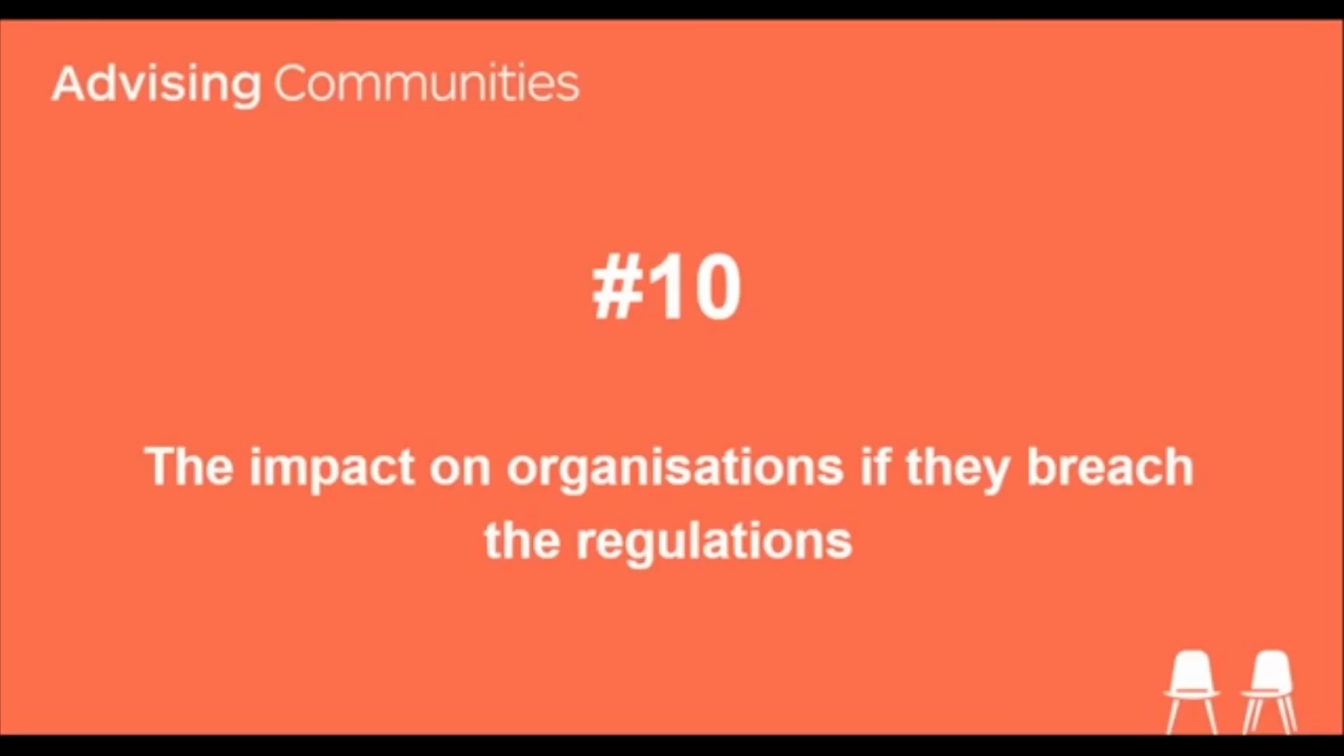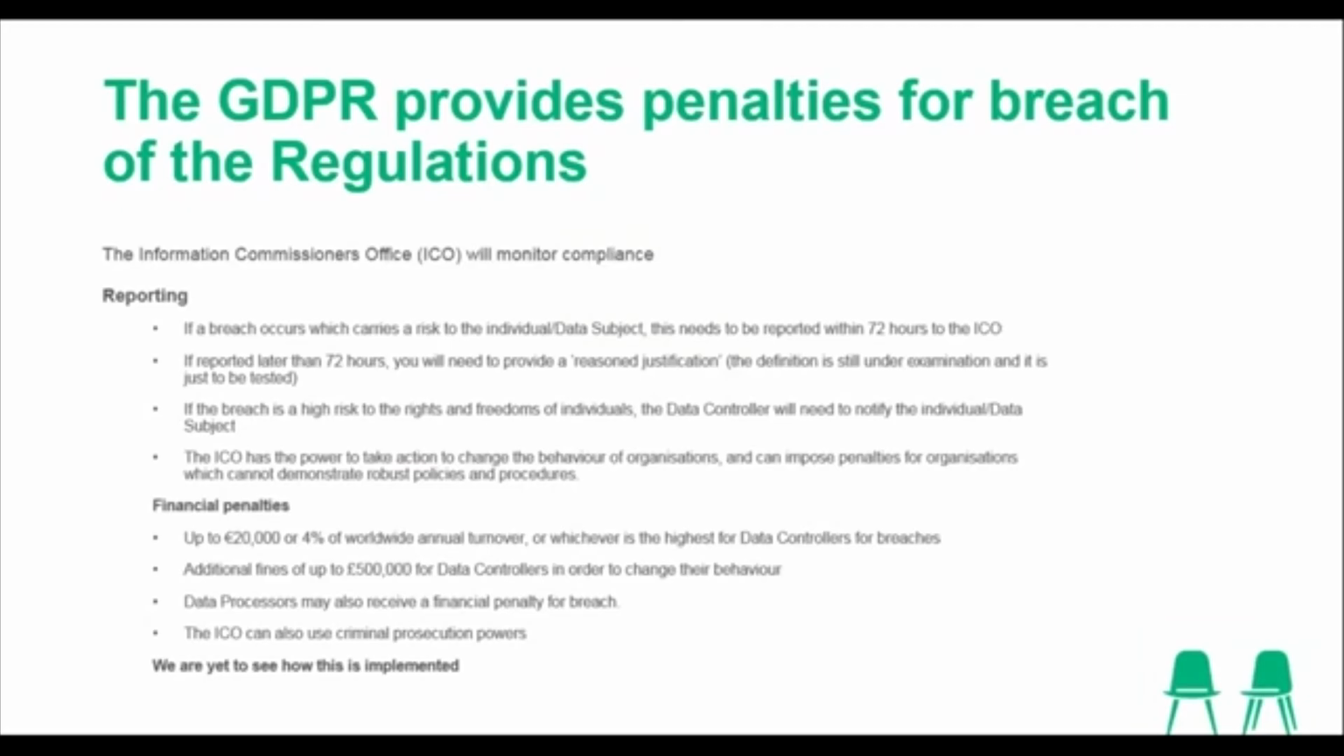Oh, this is the nasty. This is the big stick coming out now. Right, so it's the ICO's job to monitor compliance. If a breach occurs, you have to let them know within 72 hours. If you report later than 72 hours, you've got to provide a reasoned justification, and we have currently no definition for that.